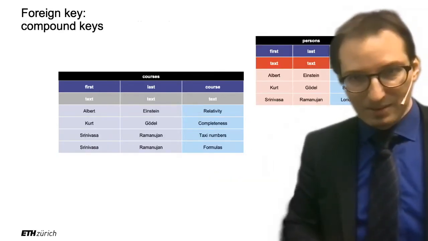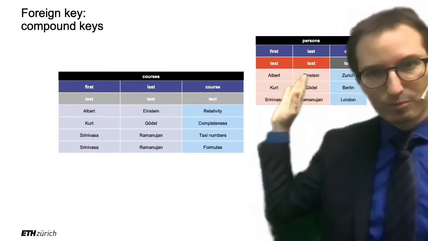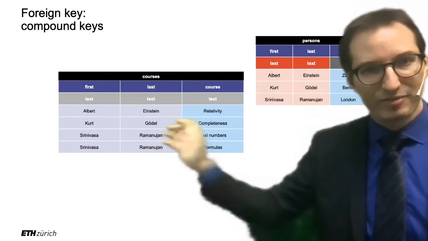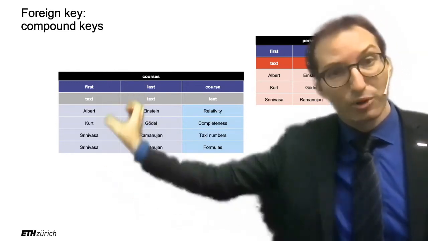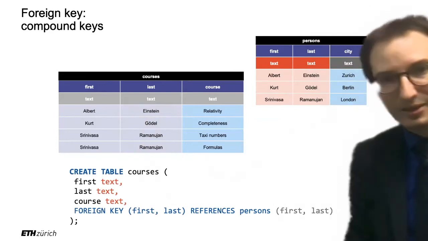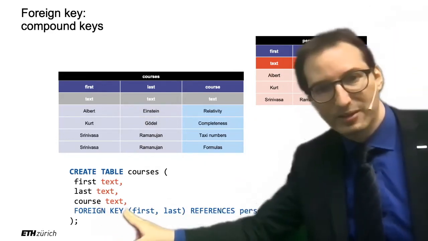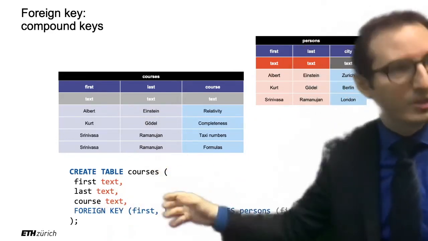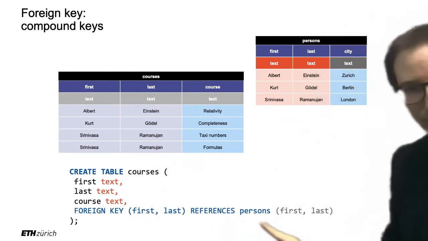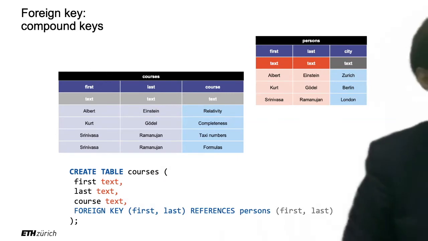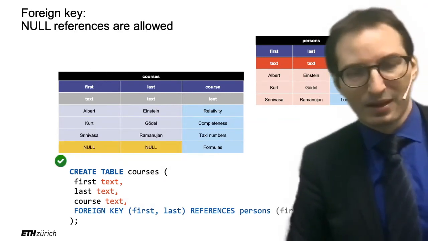Okay. Next, you might have multiple attributes jointly identifying a person, and that means that you can also have multiple attributes together that are a foreign key, right? In that case, you say the foreign key, you have to put it at the end because it's on multiple attributes, so it's on the last line. Foreign key first, last, references persons first, last, and that's it, all right?